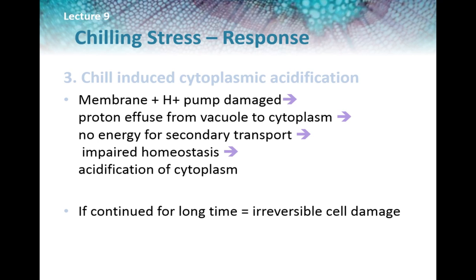When low temperature is sensed by the cell membrane, the lipid membrane phase separates and proton pumps are disrupted, which leads to proton effusion from the vacuole to the cytoplasm. With the absence of a functional proton gradient between vacuole and cytoplasm, active secondary transport is also affected and ion homeostasis is impaired. This imbalance of ion fluxes causes the cytoplasm to acidify and metabolic systems become perturbed. If this situation is continued for prolonged periods, damage becomes irreversible and ultimately kills the cell.